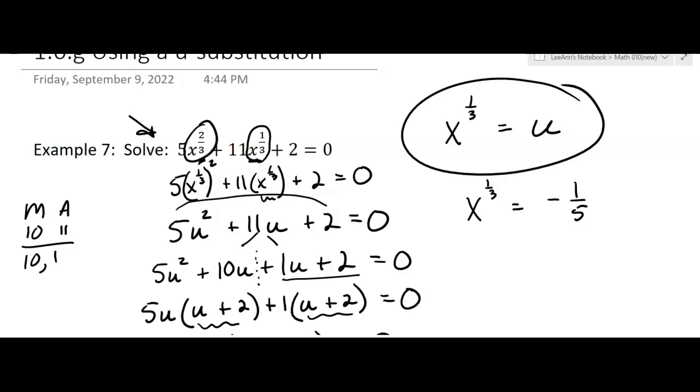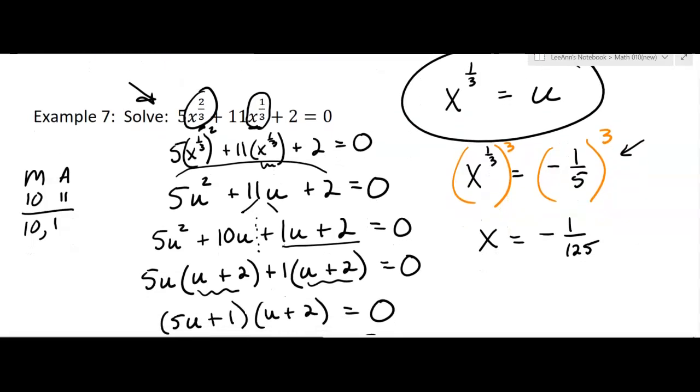Now, how do you solve that? Well, we were just doing some equations like that. You're going to have to raise both sides to the 3rd power. Okay, and now we get x equals, so I've got to cube this. Cube the numerator, cube the denominator. I'm going to get negative 1 over 125. Okay, so that's one answer. I don't have to check it because we raised it to the 3rd power. It wasn't an even power, it was odd, so we're okay.